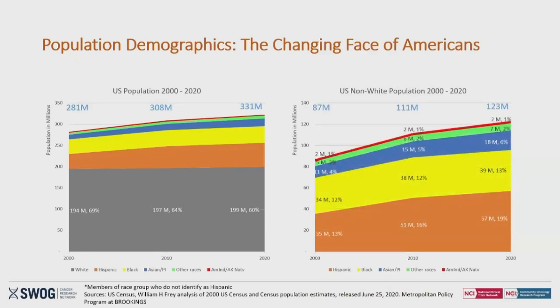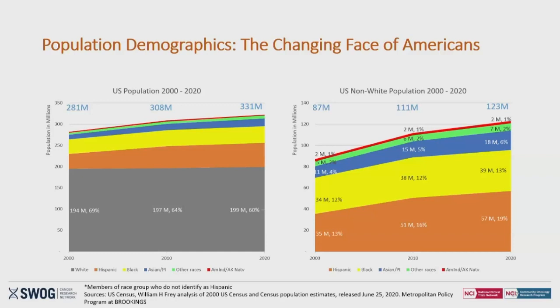An understanding of population demographics will prepare us to visualize the communities that we need to engage to promote diverse participation. The U.S. Census has projected that the U.S. will continue to evolve into a more racially and ethnically pluralistic society. In 2000, if you look at that first picture, the U.S. population was 281 million, of which 69% were non-Hispanic white. 20 years later, in 2020, the proportion of non-Hispanic whites had dropped to 60%.